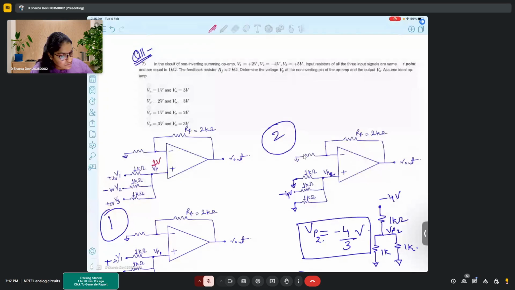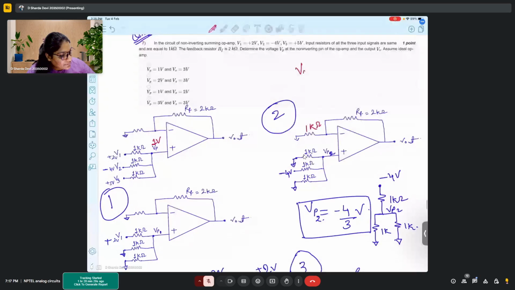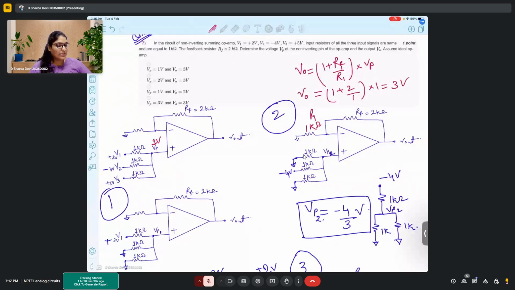Input resistances are all 1 kilo ohm. So considering this also to be 1 kilo ohm, then we will have V out is 1 plus RF upon R1, let's say this is R1, into VP. So that is 1 plus 2 by 1 into 1. So this is 3 volts. So V out becomes 3 volts.